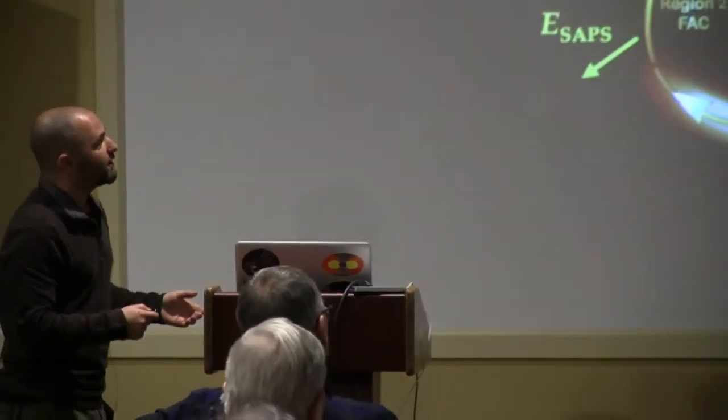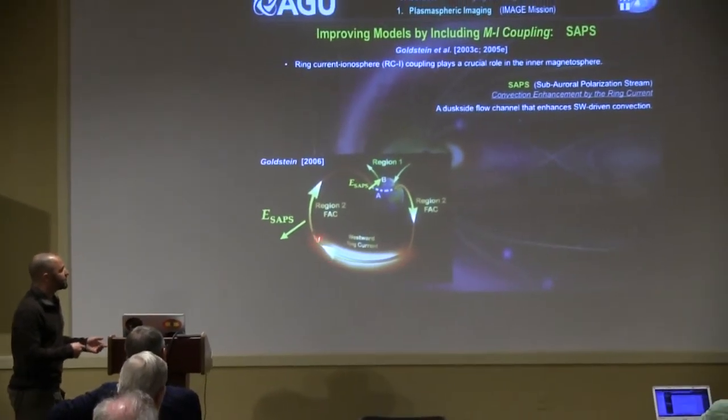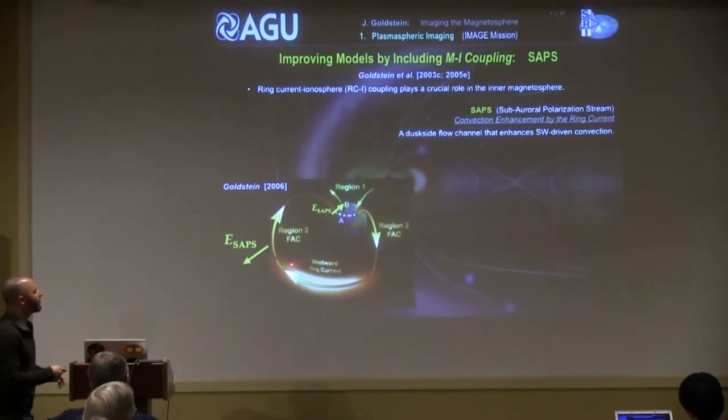The first one, John Foster has already introduced, so I won't belabor it. It's the subauroral polarization stream, or SAPS. It's a convection enhancement that I think is really driven by the ring current. You have a partial ring current here. This is a three-quarter view of an ENA image that I put into a cartoon.